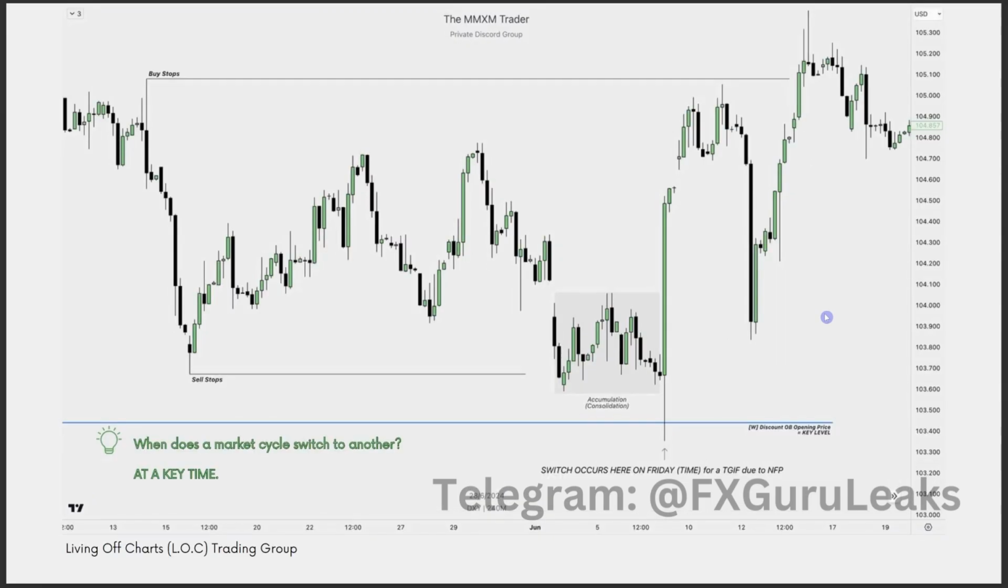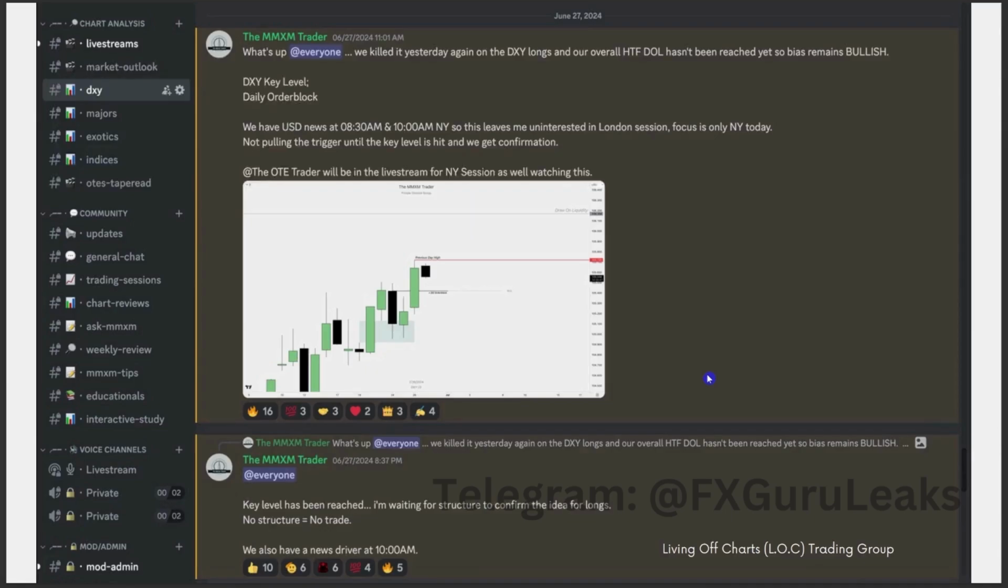Now, when does a market cycle switch to another? It is always at a key time, right? And over here we've got that manipulation lower, and then we reverse into that market cycle, right? And this occurs during a Friday for a TGIF, and that is because of NFP. Over here we've got a Discord screenshot, right? Why we called this direction, and we can clearly see the key level daily order block, right? And then when does a reversal happen? We also outline that over here, right? News at 8:30 and 10 a.m.